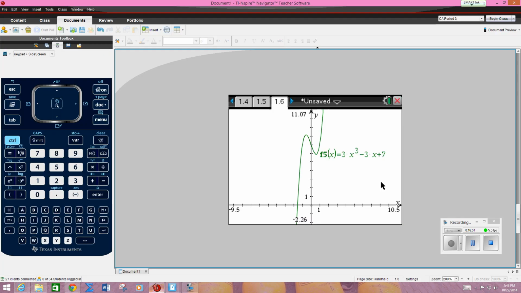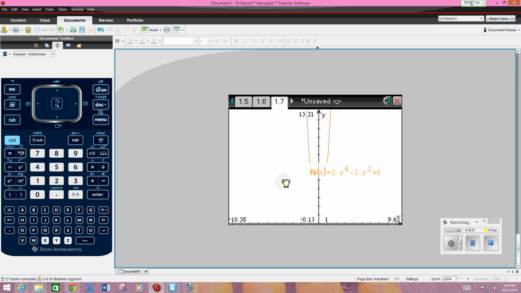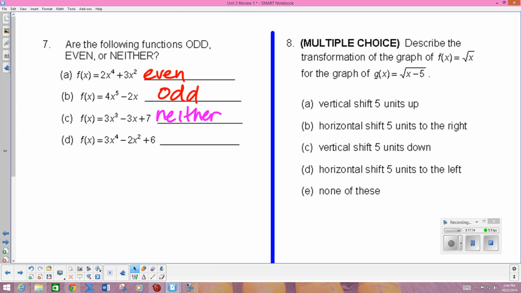And then the last one, I've already graphed it again. You can't see it, and so I can bring this down. I can get my function out of the way a little bit. And this one, again, if I take it and I fold it right across that y-axis there, it's going to look exactly the same, and so that's going to be an even.